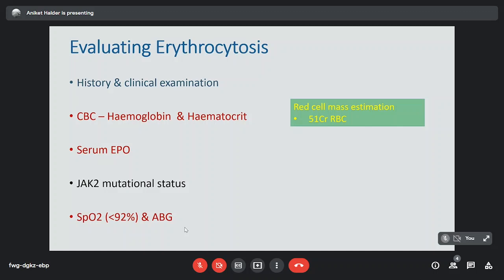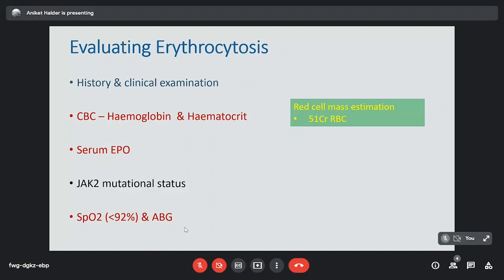Now, in our setup, in our country, if we are to choose between serum erythropoietin levels and JAK2 mutational status, then we should first go for a serum erythropoietin level estimation, because if we go for a serum erythropoietin level estimation, we can easily differentiate between a primary cause of erythrocytosis and a secondary cause of erythrocytosis. If the serum erythropoietin level is low or normal, then we can go for a JAK2 mutational status to look for any JAK2 mutation. And if there is increased serum erythropoietin levels, then we have to consider secondary erythrocytosis.